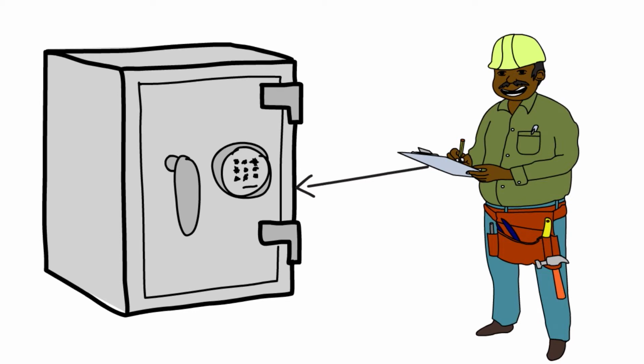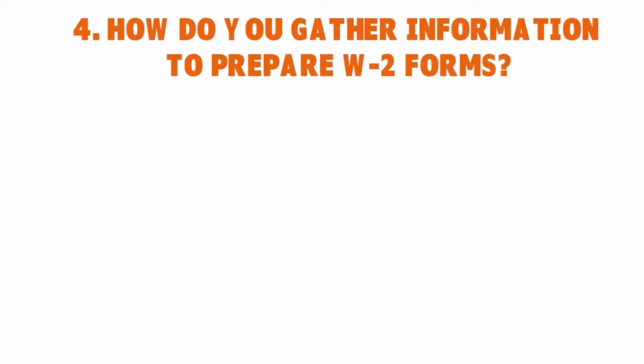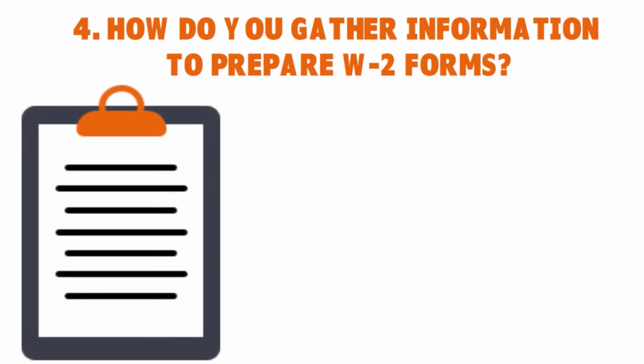And how do you gather information to prepare W-2 forms? Now, the information for Form W-2 comes from your payroll register, which shows year-to-date totals for each employee for wages and withholding, along with deductions for medical claims, health savings accounts, and other items.